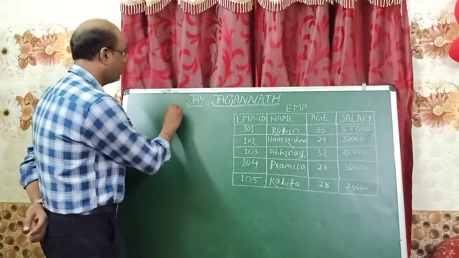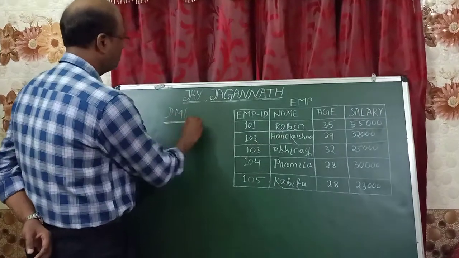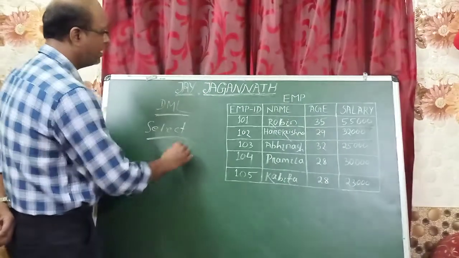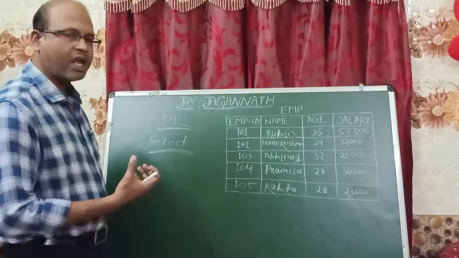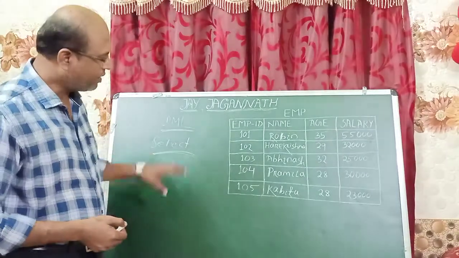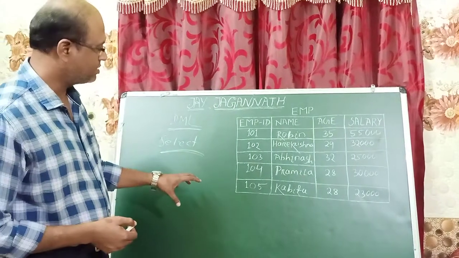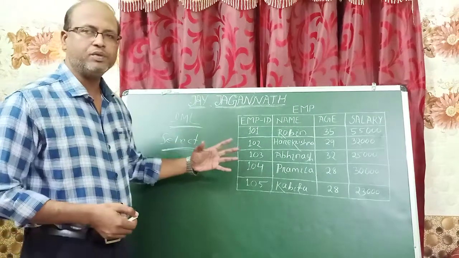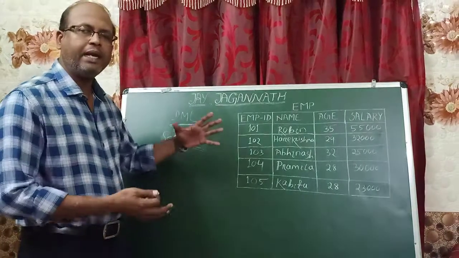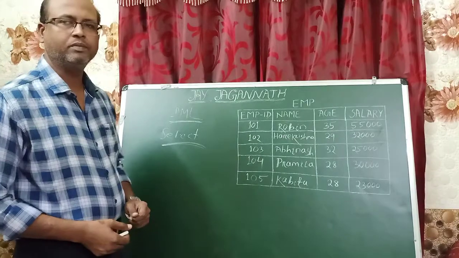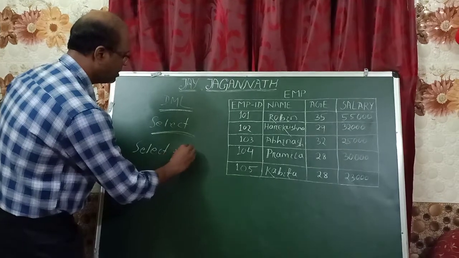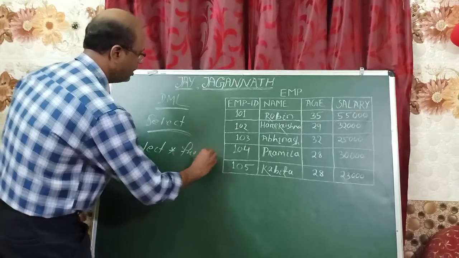In DML statements, what do we do? We use the query statement, that is the select keyword, to retrieve some data from the table, or you can say from the database. And whenever you retrieve data from the database, if you don't use the where clause, that query will show the entire data of the table. Suppose you write select star from EMP.